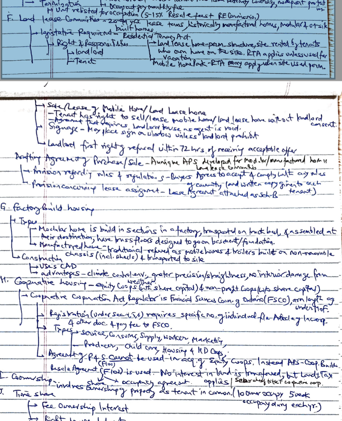The procedure for a real estate cooperative requires that a specific number of individuals file the articles of incorporation and other prescribed documents and pay required fees to FSCO. FSCO then issues a certificate of incorporation. Detailed registration procedures, filing and record keeping requirements, and information concerning offering statements can be obtained from the credit union and cooperative branch. There are various types of cooperatives: service cooperatives, consumer cooperatives, supply cooperatives, worker cooperatives, and so on.